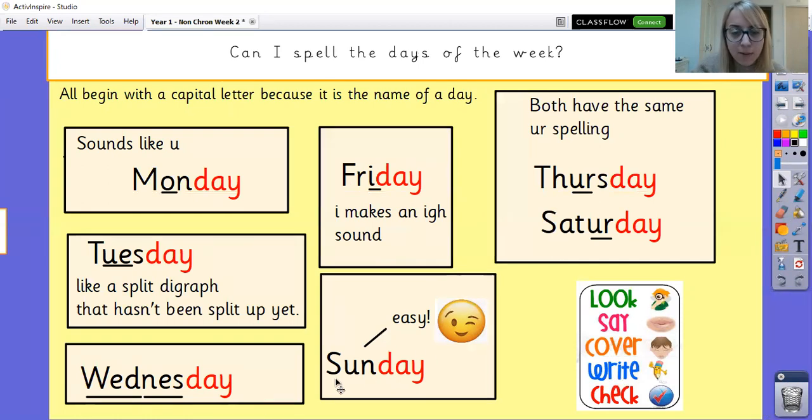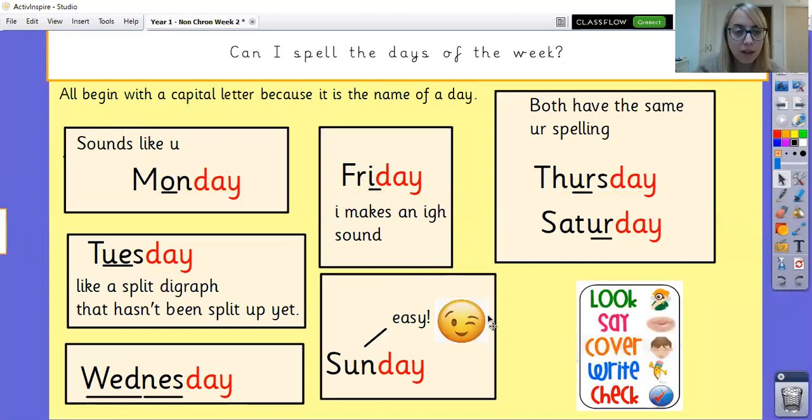Sunday, that's a nice easy one. Sunday, okay, easy one because we can use our sounds as normal. Same with Thursday and Saturday. We can use our sounds and they both have the sound in it. Okay, Thursday, Saturday. Fantastic. So hopefully those are some ways that you can help you remember the spellings of the days of the week.